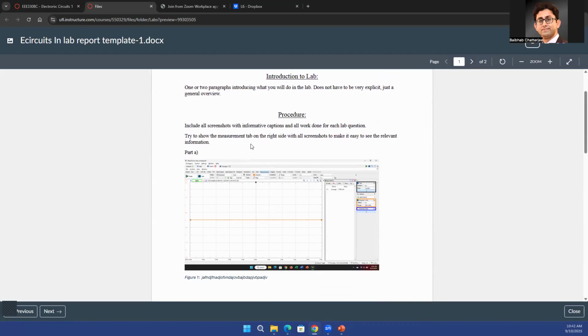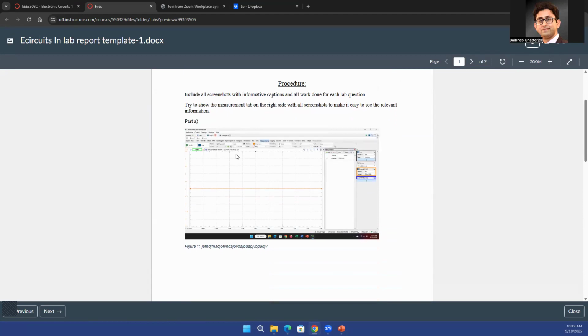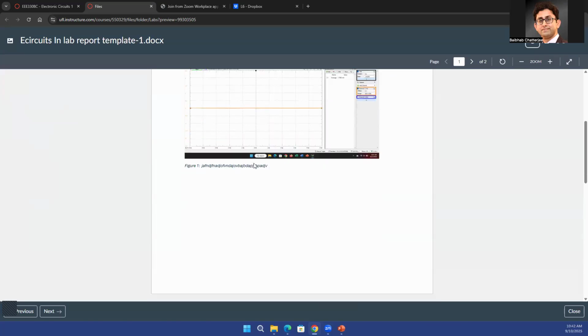What is required of you for the pre-lab section is to just note down the question number and then put a screenshot or your calculations, whatever calculations you're doing. For the subsequent labs, if you have to put a screenshot somewhere, please do that. As long as it is there and the question number is mentioned, it should be fine. So please follow a similar format.